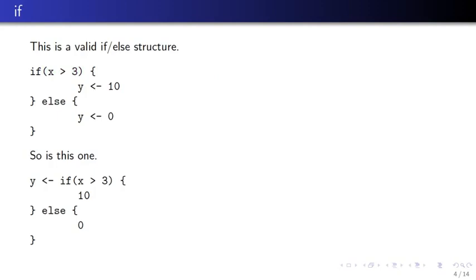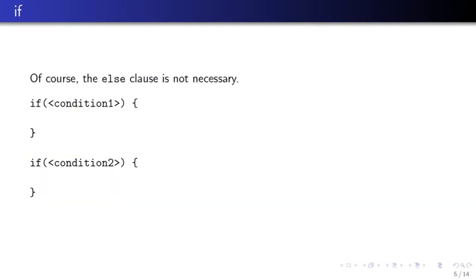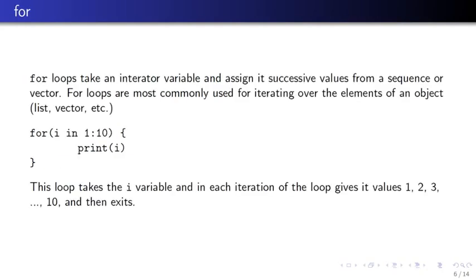However, in R you can do it a different way. You can say y is equal to the entire if-else construct. So if x is greater than 3, 10, or 0, depending on whether that condition is true or not. So this is a valid formulation also. Sometimes it's useful to read this type of writing because it allows you to realize that the entire if-else construct is all about assigning a value to y. As I said before, the else clause is not really necessary. You can always test a condition and do something, and then do nothing if that condition happens to be false. You can just test multiple conditions in a row if you want.